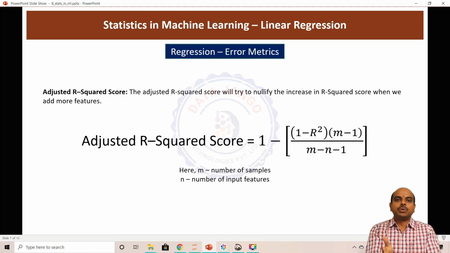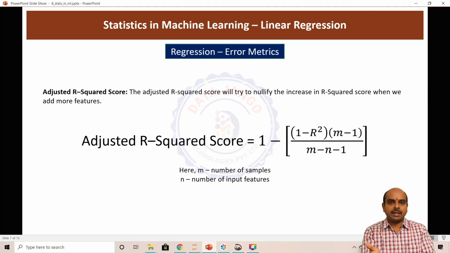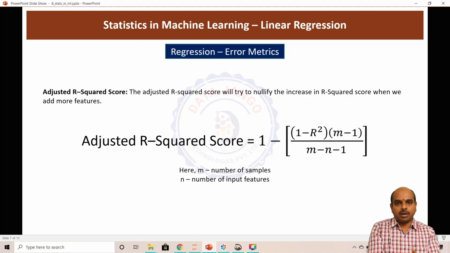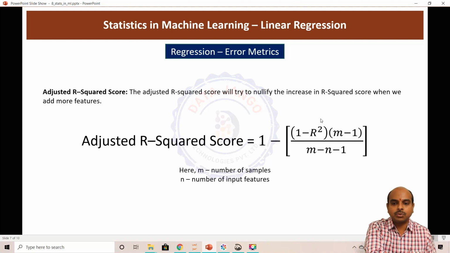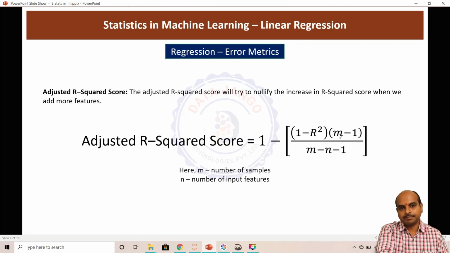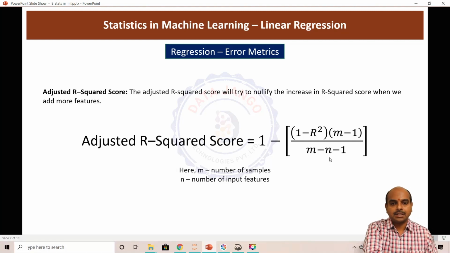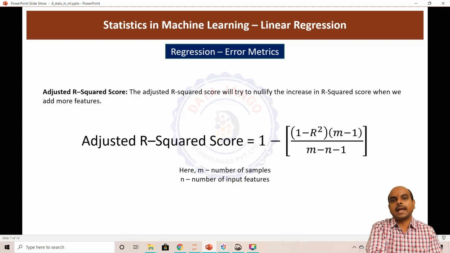When the newly added features, maybe 1 or 2 or 10, are not adding any predictive power to the model, the adjusted R-square score will try to reduce or keep the R-square score as it is. In this formula, we are using 1 minus (1 minus R-square score) times (m minus 1) divided by (m minus n minus 1). Here, m is the number of rows and n is the number of columns or features. So that is about the R-square score and the adjusted R-square score, the metrics for regression models' accuracy calculation. Thank you.